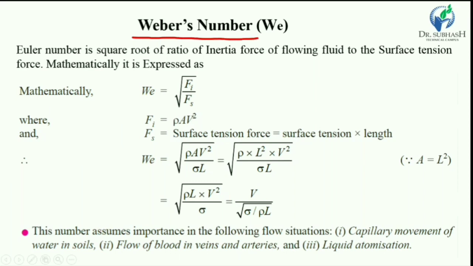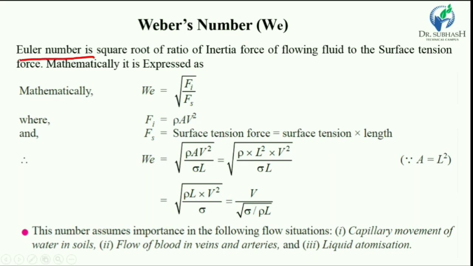Next one is the Weber's number. We know that it is the ratio of forces. Which forces? Inertia force to surface tension force. So Weber's number is the square root of the ratio of inertia force of flowing fluid to surface tension force. Now get the equation of Weber's number. We know that the inertia force equation is rho A V square, and surface tension force is surface tension into length.